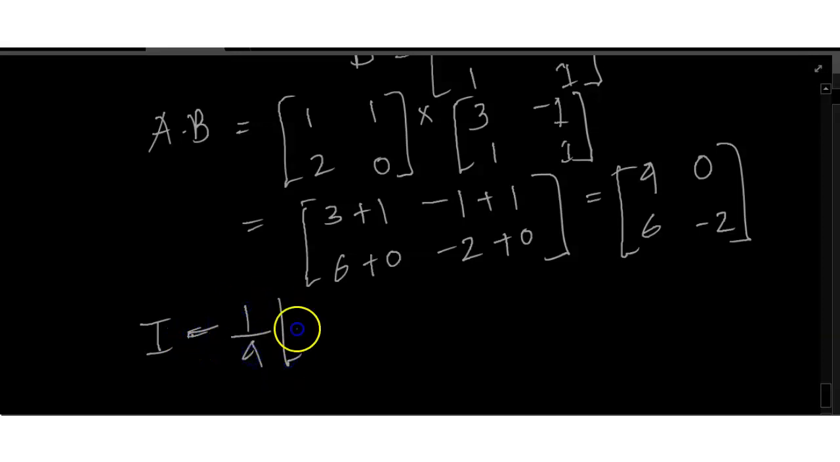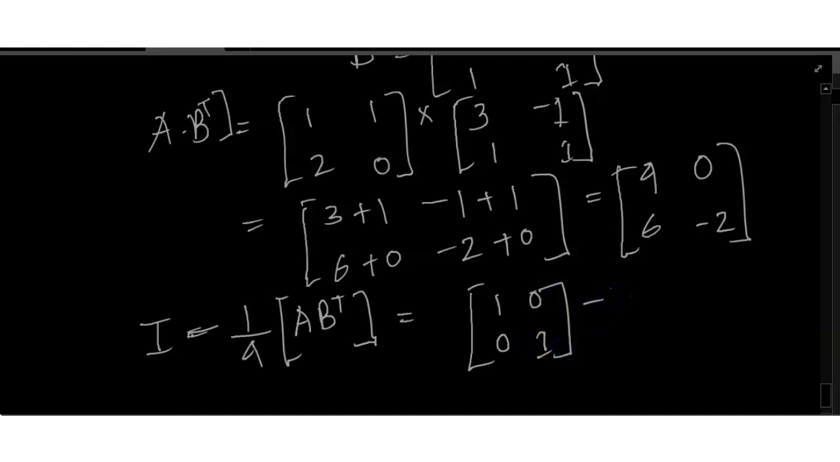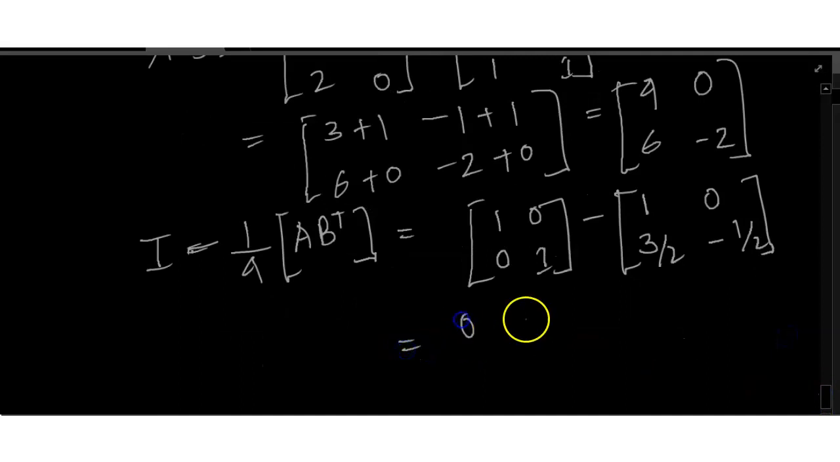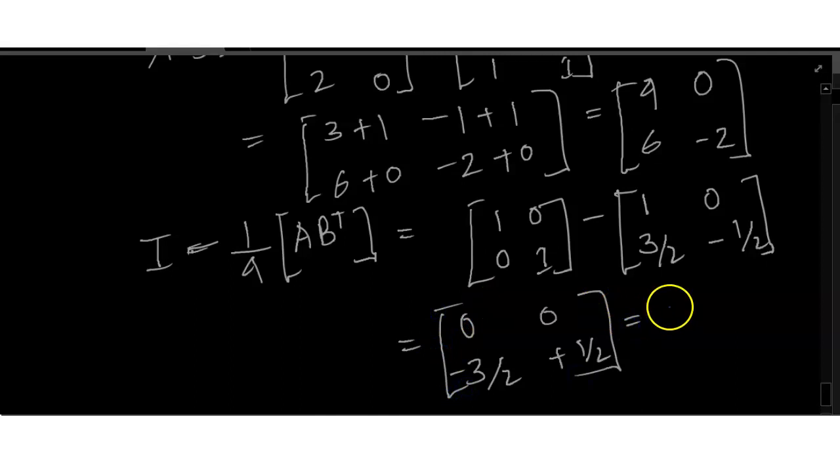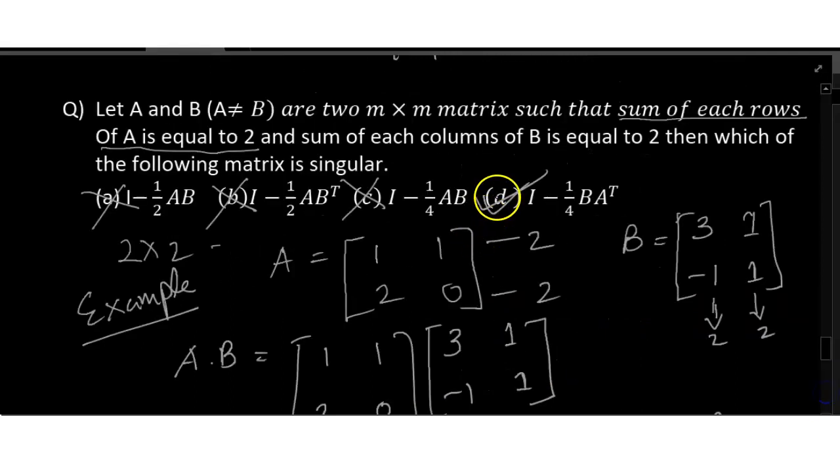And I minus 1 by 4 A B T. So whatever you get, I minus 1 by 4 means 1 0 0 1 and minus 1 by 4, it will come 1 0, 3 by 2 plus 1 by 2, and it will become 0 0 and minus 3 by 2 plus 1 by 2. This is an important example, so it is 0. So my last option D is correct.